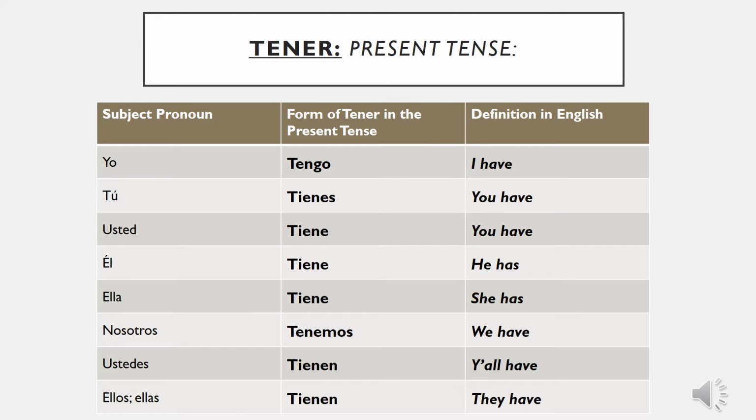You don't have to write this down in your notes unless you really want to, but just to look at the definitions of what tener means in the present tense: I have, you have, he has, she has, we have, y'all have, and they have.